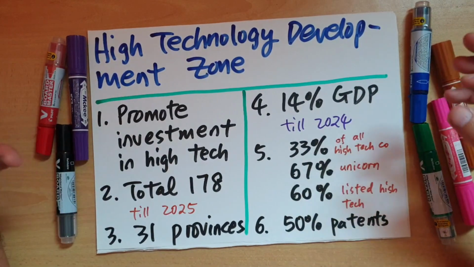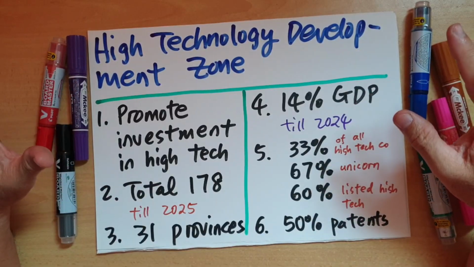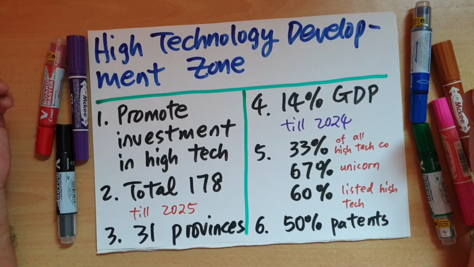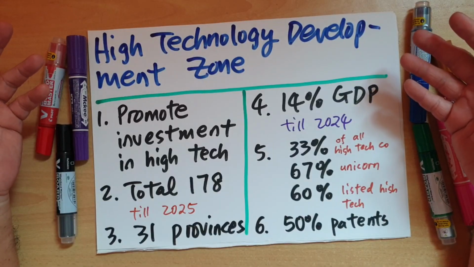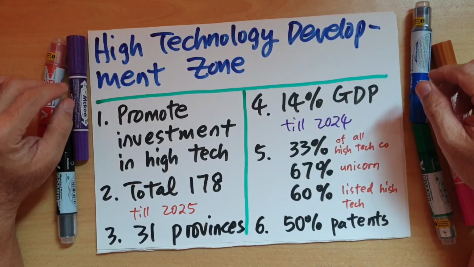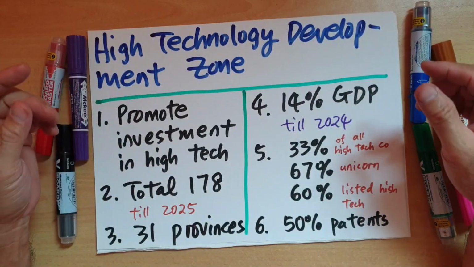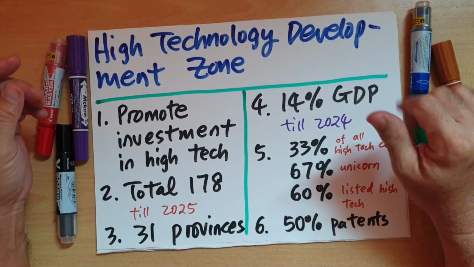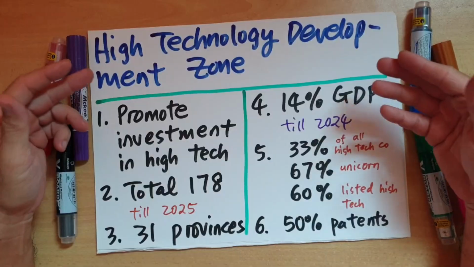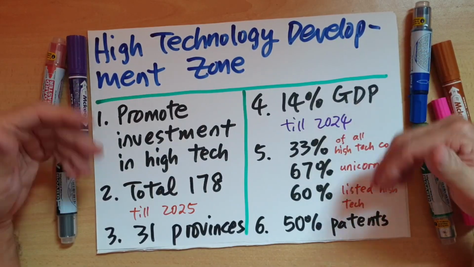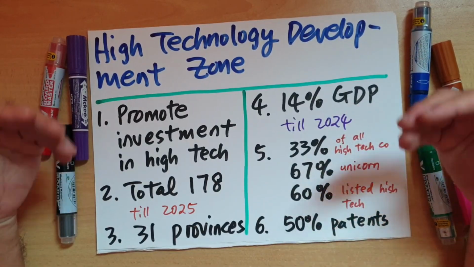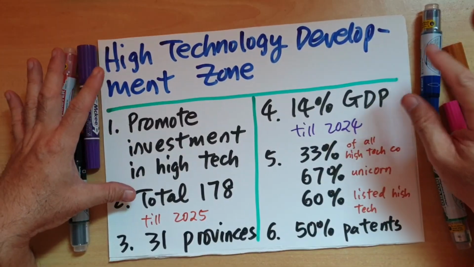Now, if we zoom further into this high-tech zone, across the whole of China, 33% of high-tech companies are located in this 高新区, or high technology development zone. And 67% of the unicorns in China are also located in this zone. Among all the companies operating in this zone, 60% of the high-tech companies listed in China actually operate in one of these zones. Of all the patents filed by China on a yearly basis, 50% actually originated from these 178 high technology development zones.